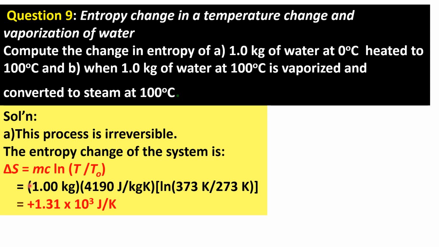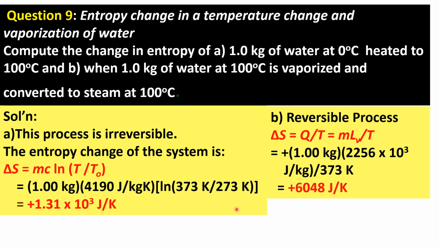So, when we substitute, the mass is 1 kilogram. The specific heat capacity of water is 4,190 joules per kilogram Kelvin. And we get the natural log of the ratio 373 Kelvin divided by 273 Kelvin. With the help of your calculator, you will be able to get this value for delta S, which is positive 1.31 times 10 to the third power joules per Kelvin. That is our answer to letter A.